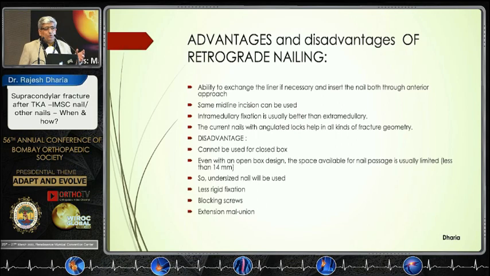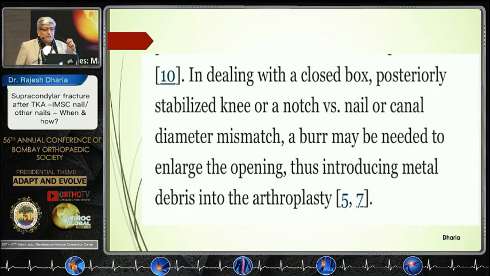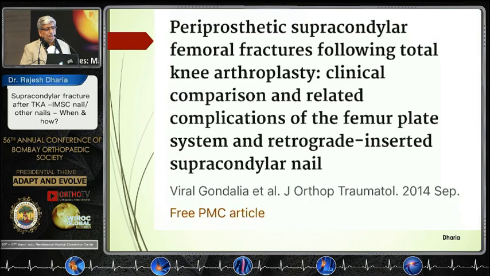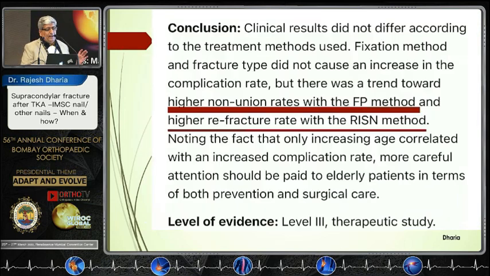The disadvantage is that it cannot be used for a closed box. Even with an open box, you need at least 14 millimeters. So an undersized nail will be used, which may lead to less rigid fixation, the interlocking screws may be blocked, and there could be an extension malunion. Sometimes a burr may be needed to enlarge the opening for entry of the femoral nail, thus introducing metal debris into the arthroplasty.